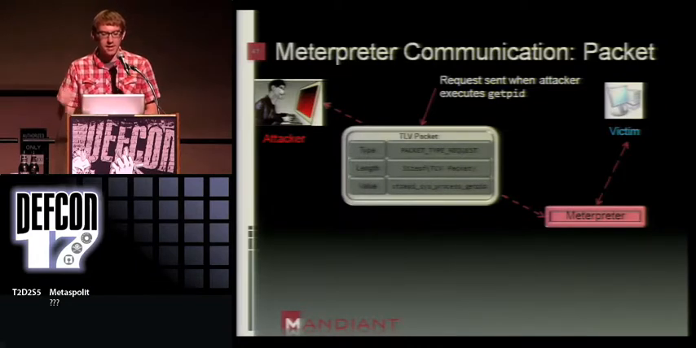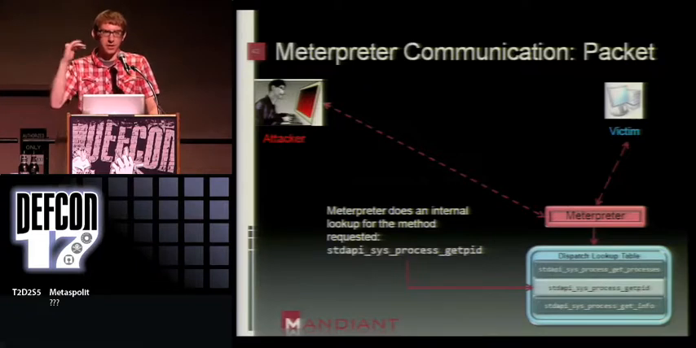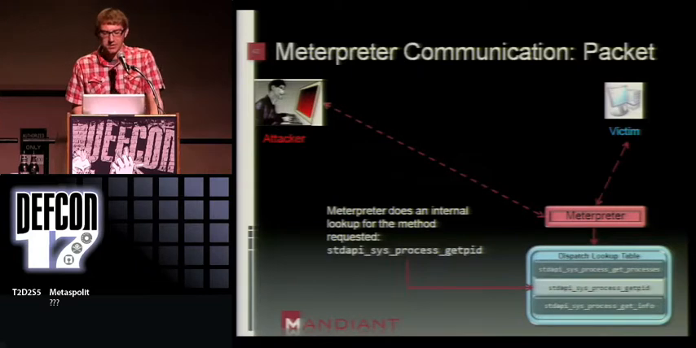We released it at Black Hat, and it's freely available for download. We have the link included in the slides. But just keep note that this is the standard API sys process getpid. This is going to return an actual value that's going to be looked up in the Meterpreter function dispatcher table. So Meterpreter is aware of all this packet structure, and it's going to parse all this out and figure out, what do I have to do? What does the attacker want me to actually execute? In this case, it's simply going to be get current process ID, which is no big deal.